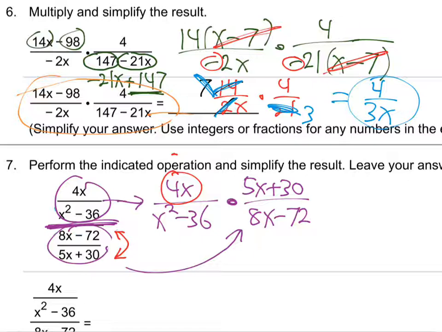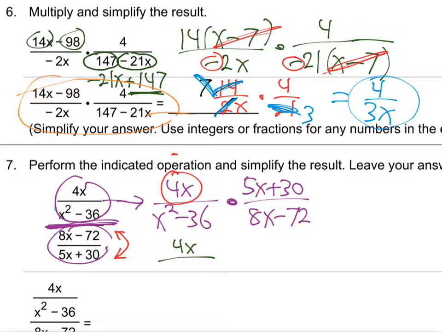So all those other ones, take out what's in common. So you got to factor first, right? 5x and 30, 5 goes into both of them. Yeah, 5 in common. 8x and 72, 8 goes into both of them. Making any sense? How do we factor x squared minus 36?